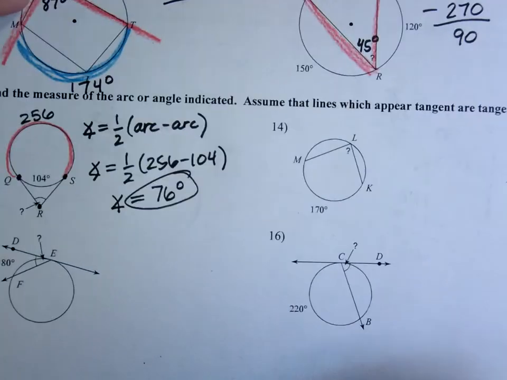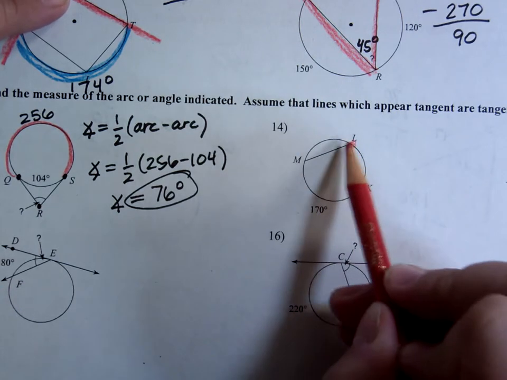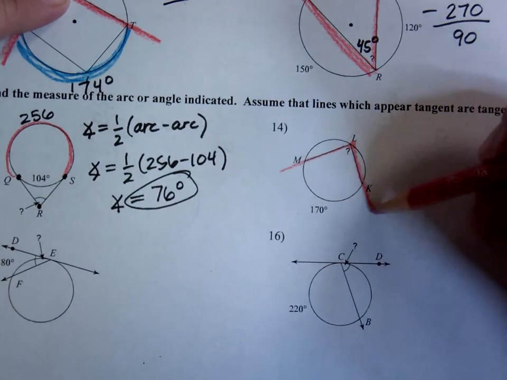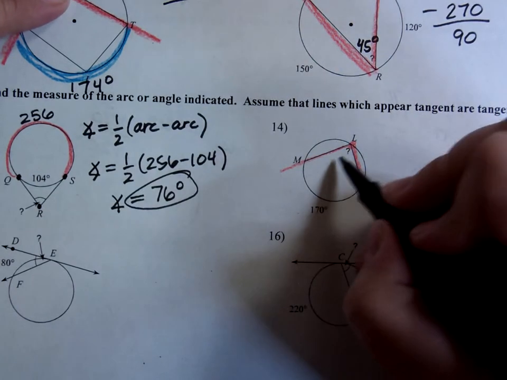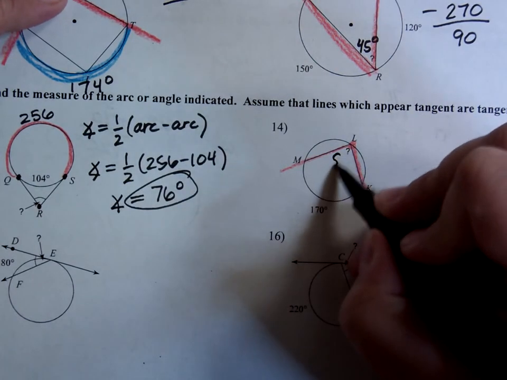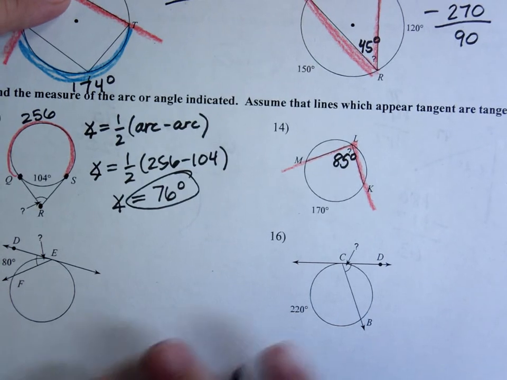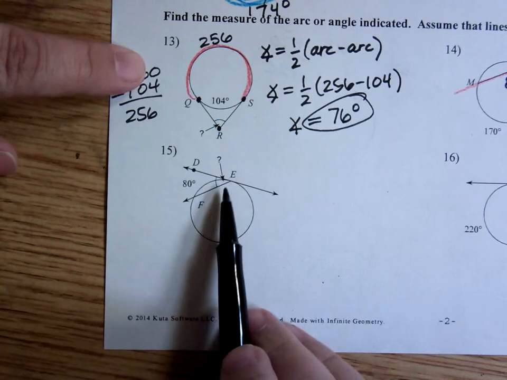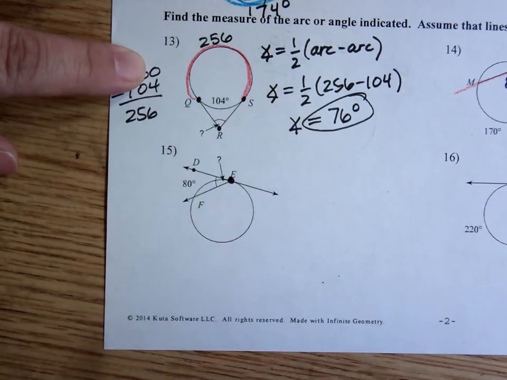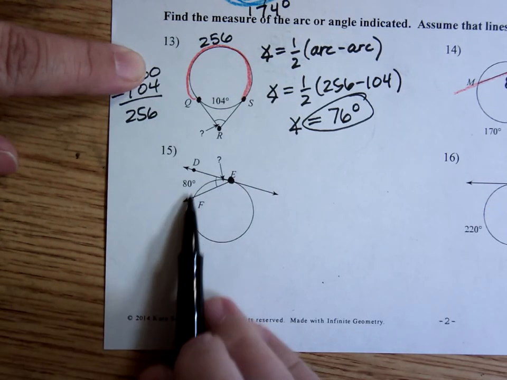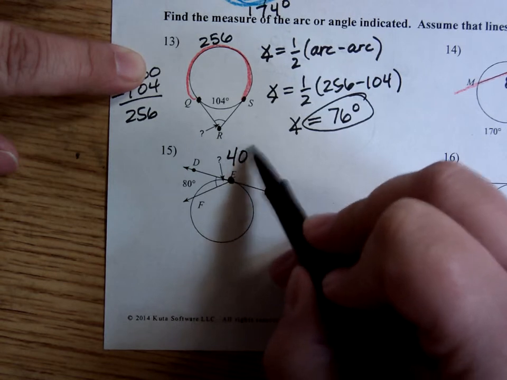Number 14 is just crazy easy. It's an inscribed angle because its vertex is on the circle, so it's half of that arc. So half of 170 is 85. That's all. Same thing with number 15. This is on the circle, so the angle is just half the arc. If that arc is 80, then the angle is just 40.